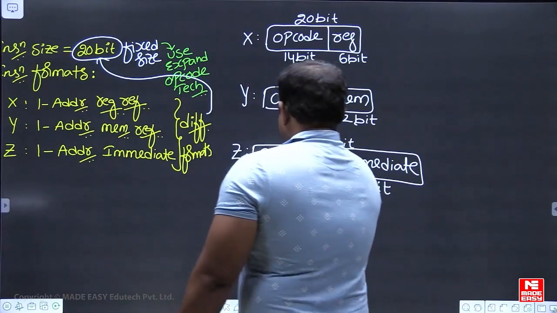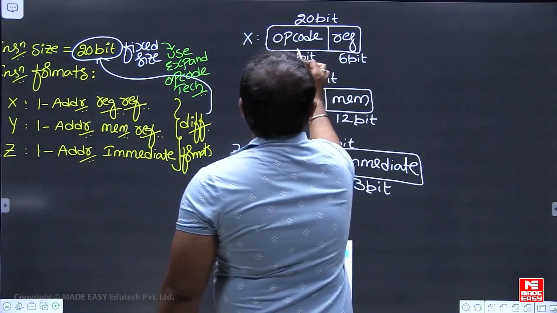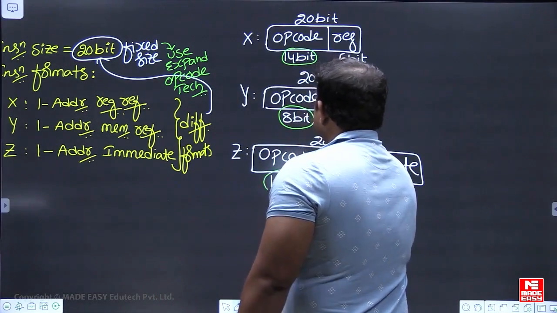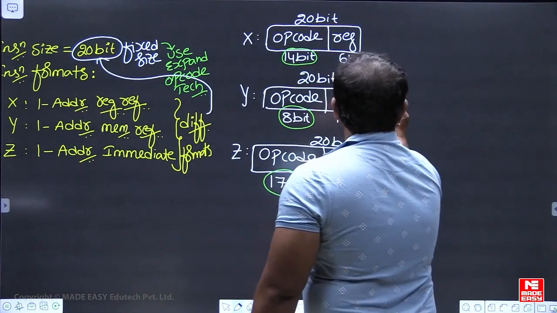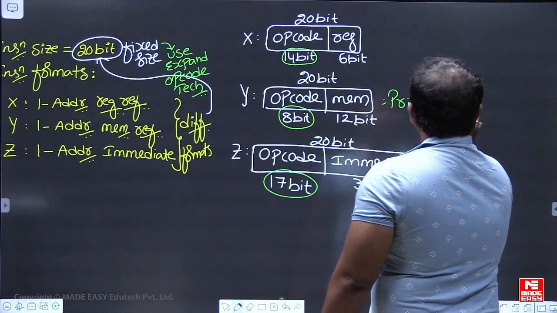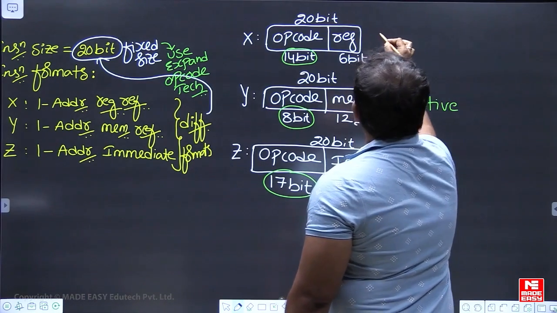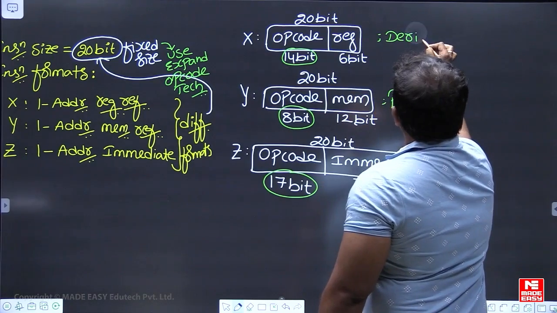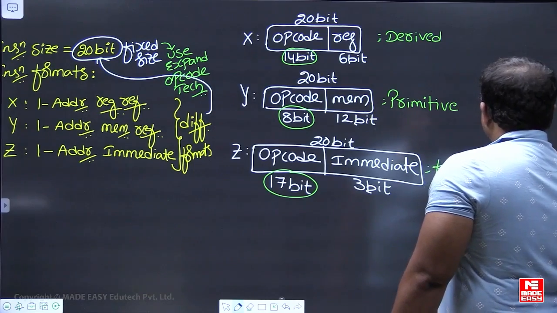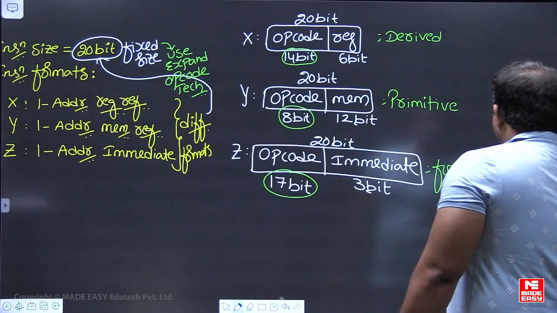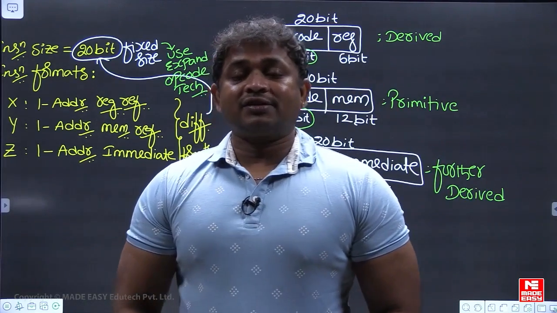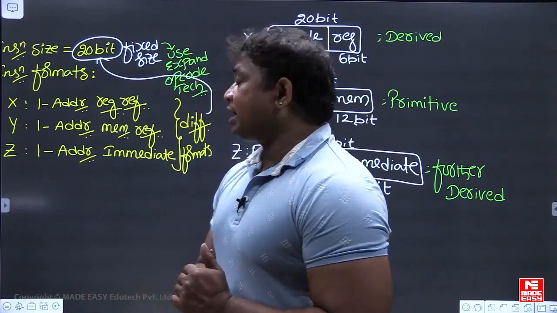Okay, alright. Next is what? Compare the opcodes. This is 14 bit opcode. This is 8 bit opcode. This is 17 bit opcode. So the smallest opcode is primitive. So here Y is the primitive instruction. Next smallest is the derived. And the next smallest is the further derived. Like this, we are going to identify the primitive instructions, derived instructions, further derived instructions based on the opcode size. Okay, alright.